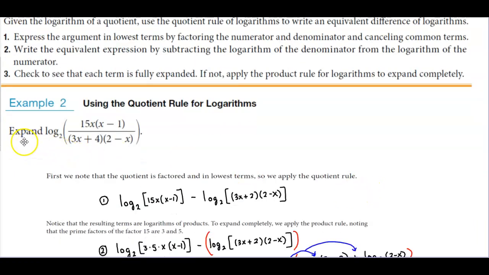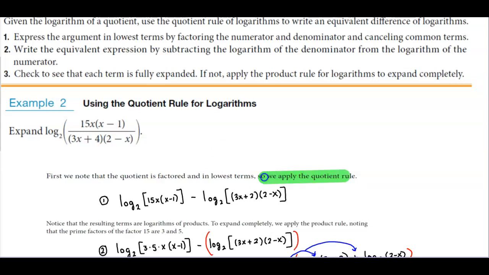So for this example, we want to be able to expand the log base 2 of 15 times x times the quantity x minus 1, divided by the quantity 3x plus 4 times the quantity 2 minus x. So we first note that the quotient is factored in lowest terms. So then we're going to apply the quotient rule.